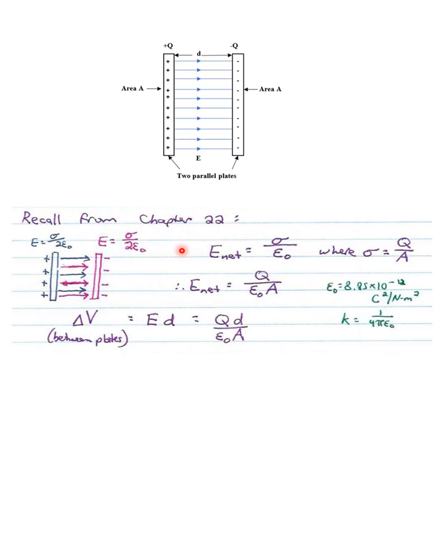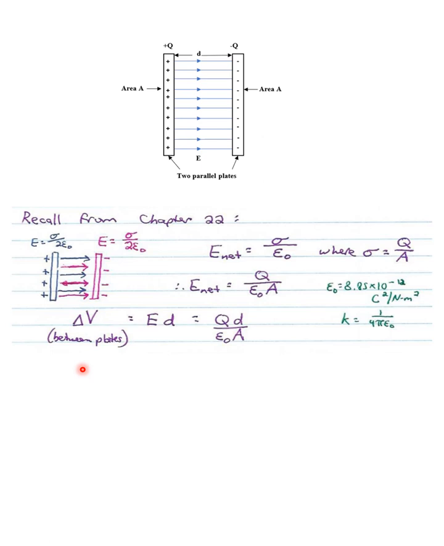So the net electric field on the inside is sigma over epsilon naught, where sigma is the surface charge density. So it's the charge Q divided by the area, which means that the net electric field is Q over epsilon naught and A. And remember, epsilon naught, the permittivity constant, is 8.85 times 10 to the negative 12 Coulomb squared per Newton meter squared. And remember, this is where we get the Coulomb constant. When we do the Coulomb force, we use that K, and it's 1 over 4 pi epsilon naught.